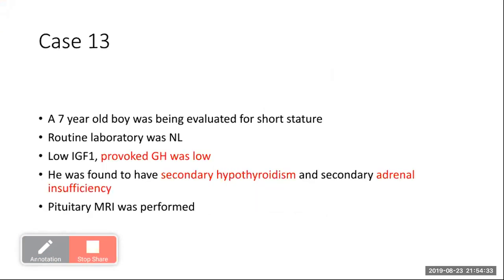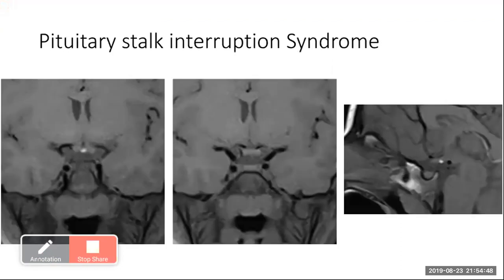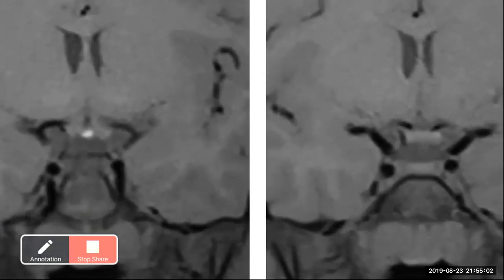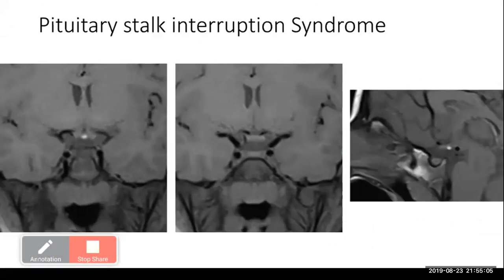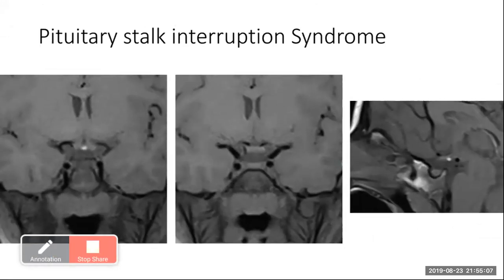The last case here: a 7-year-old boy was being evaluated for short stature. Routine laboratory tests were normal. IGF-1 was low, and provoked growth hormone was low. He was found to have secondary hypothyroidism and secondary adrenal insufficiency. This was the pituitary imaging. We see that the bright spot is just in the optic chiasm area. This is the ectopic posterior pituitary here, and no pituitary stalk, the absence of pituitary stalk.